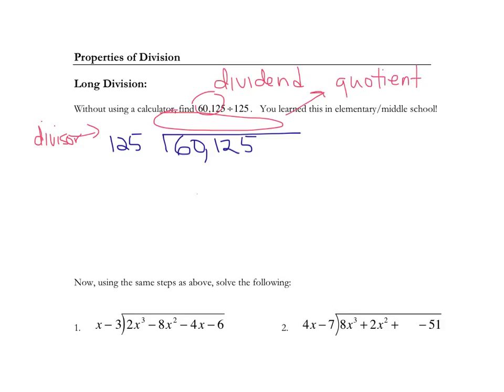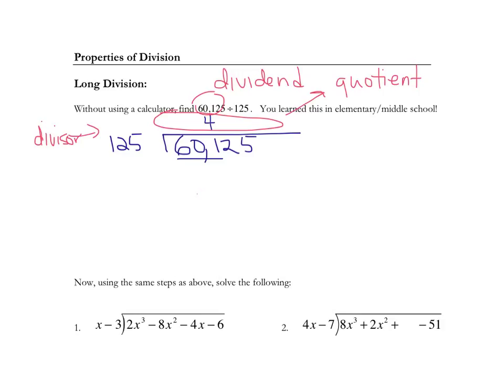Terms to know. Alright, so first thing that we're going to do is ask how many times does 125 go into 6? It doesn't. How about 60? It doesn't. How about 601? 601 divided by 125 goes in 4 times evenly. So I'm going to put a 4 above that.